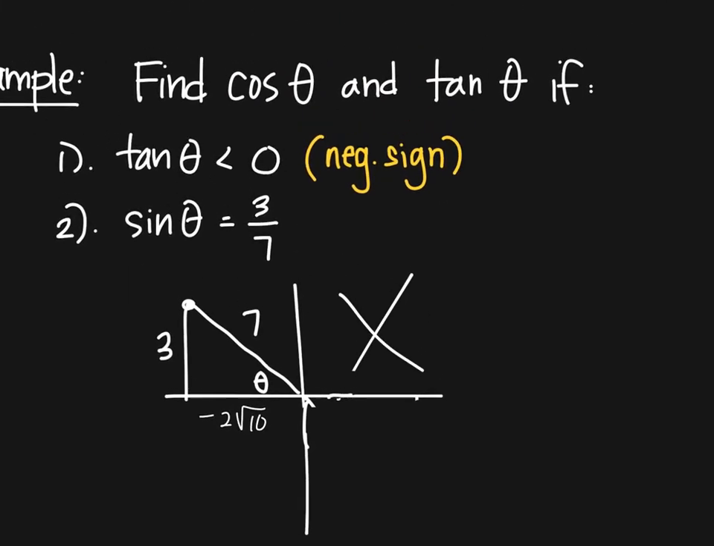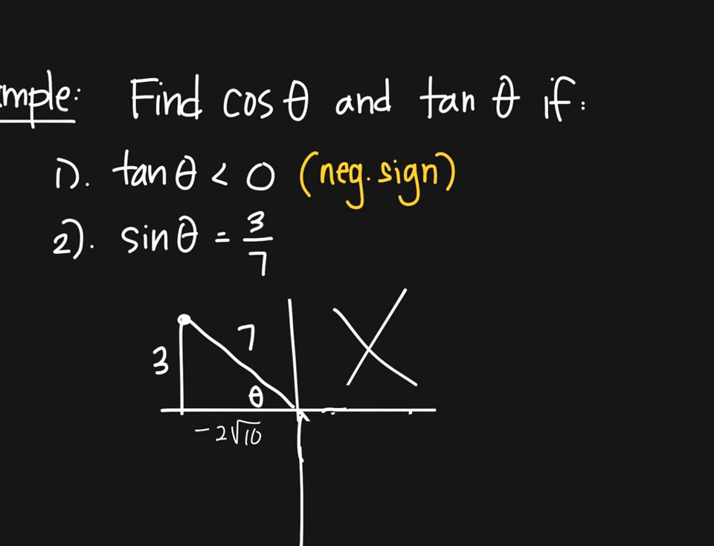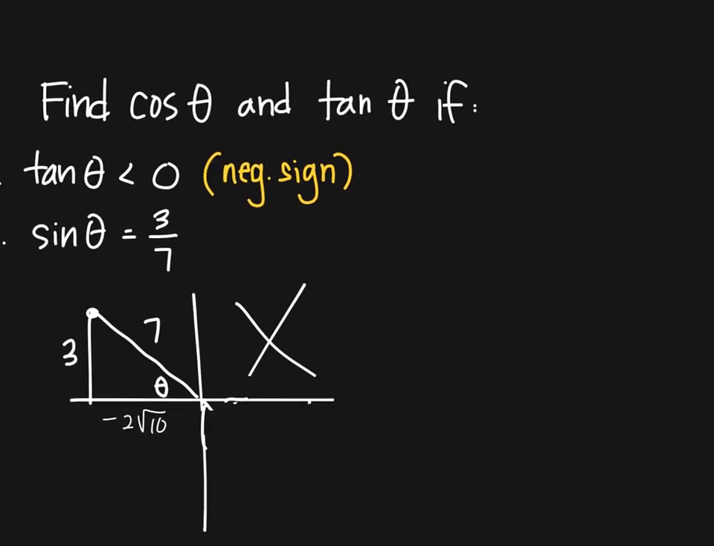Okay, how am I doing? Have I met all of my criteria so far? Let's check criteria 1. Will the tangent have a negative sign? Tangent is TOA. If I create TOA, will it have a negative sign? Yeah. The 3 and the negative 2 rad 10, one's positive, one's negative. It'll be a negative sign. And the sine is 3/7. So I have met the requirements. Now I have to answer the question, which is find what cosine and tangent are for this picture. And that will answer the question.